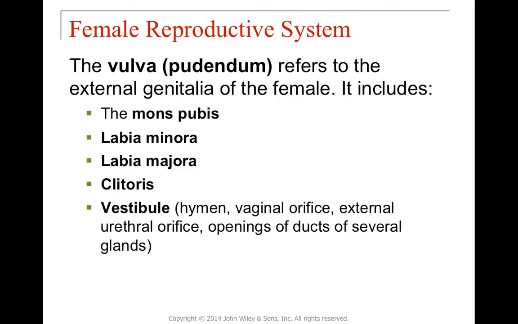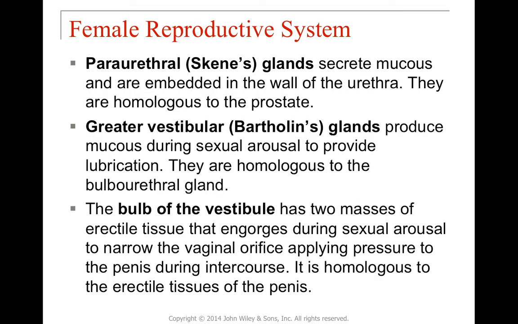All right, so we're looking at the external genitalia of the female, where you can consider the vulva, which is going to include the mons pubis, the labia minora, the labia majora, the clitoris, and the vestibule. The vestibule is going to be basically the entrance, so that's going to include the hymen, the vaginal orifice, the external urethral orifice, and a bunch of different glands are going to have ducts that open there as well.